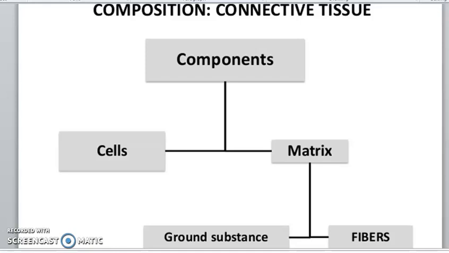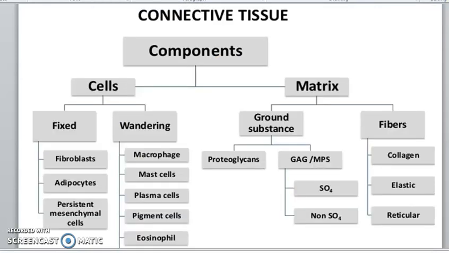Now, the matrix is divided into two: the ground substance and the fibers. The ground substance is basically the fluidy nature, the fluidy background. The fibers are maybe the elastic fibers, you know, those ones are the fibers, while the ground substance is basically the basic presentation, the fluidy nature that every other thing is embedded in.